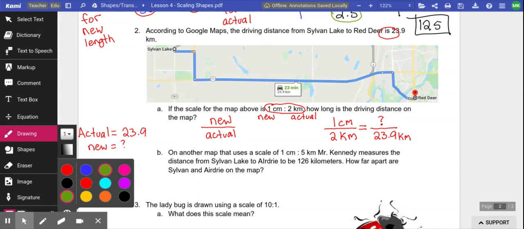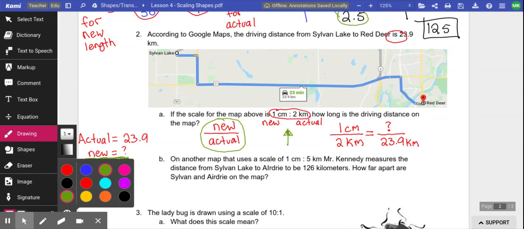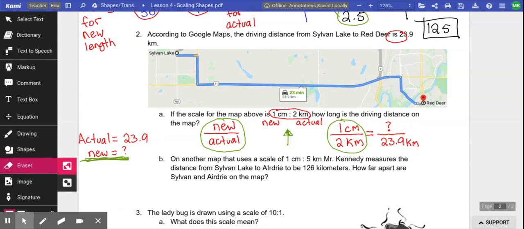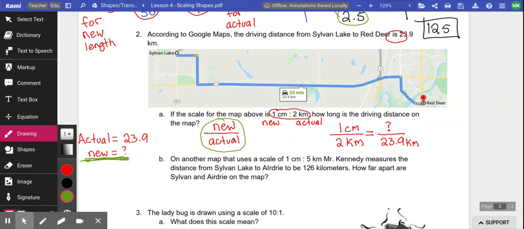So what I did was I looked at the question. I figured out what it wanted. It wanted me to figure out what's new. Because it wanted me to figure out what's new, I used this formula right here, which is new divided by actual. I then took my ratio and I wrote it as the new length divided by the actual length, which is right here. And that equals my new, which I don't know, divided by my actual, which is 23.9. What this allows me to do is now do ratio math, where I can cross multiply this 23.9 kilometers.